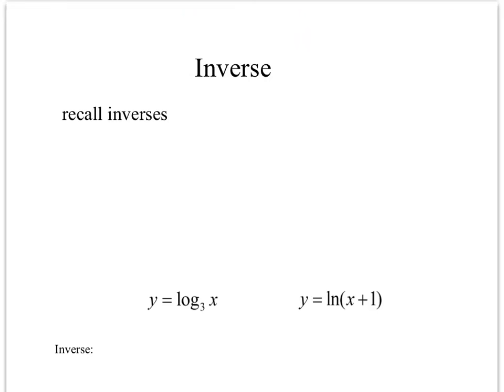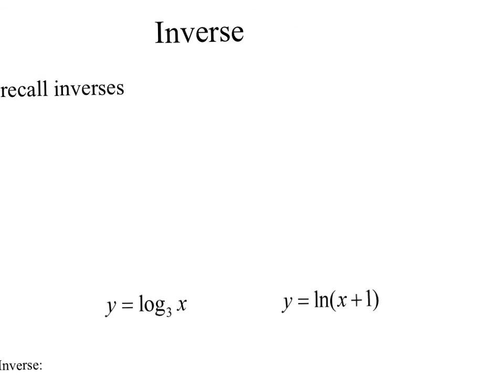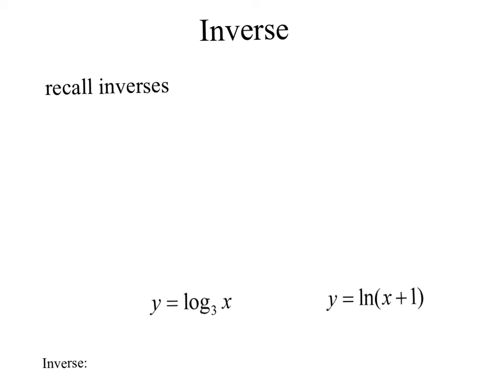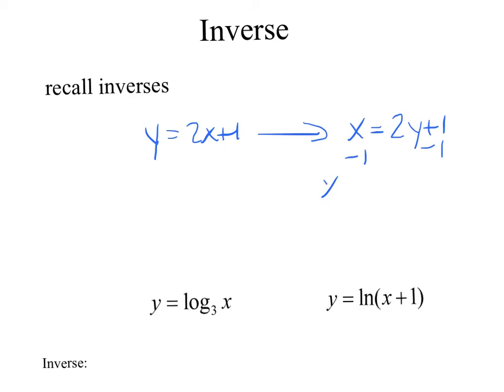Alright, now we're just going to talk about inverses real quick. Remember what an inverse is. If you had y equals 2x plus 1, for the inverse, you'd switch x and y, and then solve for y. So subtract 1, x minus 1 equals 2y, divide by 2. So y equals x minus 1 over 2.